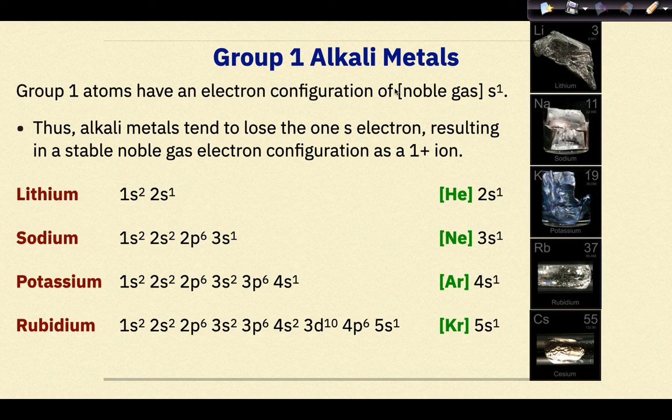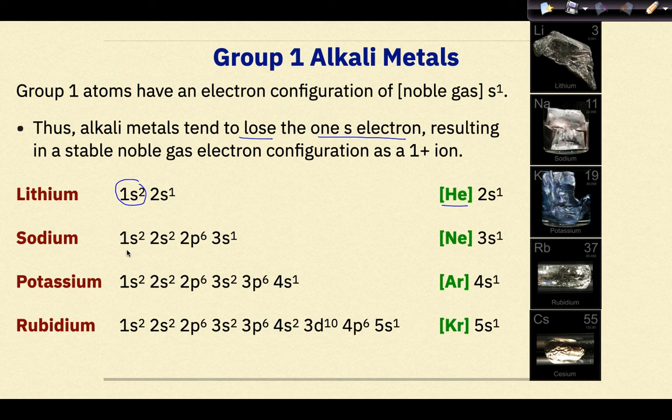Group 1 alkali metals. Group 1 atoms have an electron configuration of, in brackets, noble gas, end bracket, S1. Thus, alkali metals tend to lose the S electron, resulting in a stable noble gas electron configuration as a 1+ ion. So for example, lithium is 1s2, 2s1. The 1s2 right here could be represented as the He noble gas in brackets, where the 2s1 represents its one valence electron.